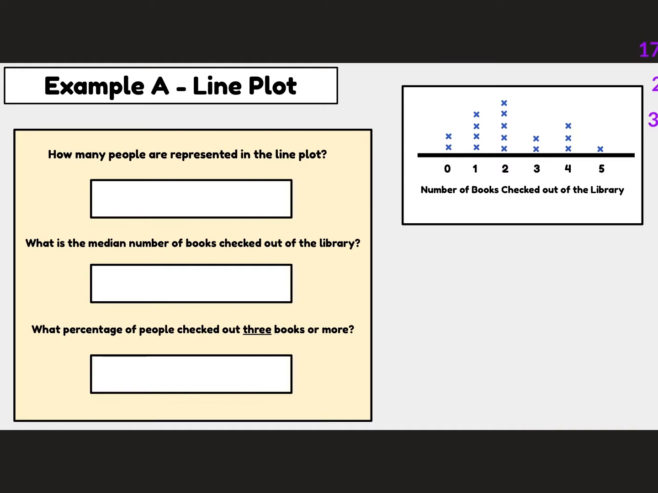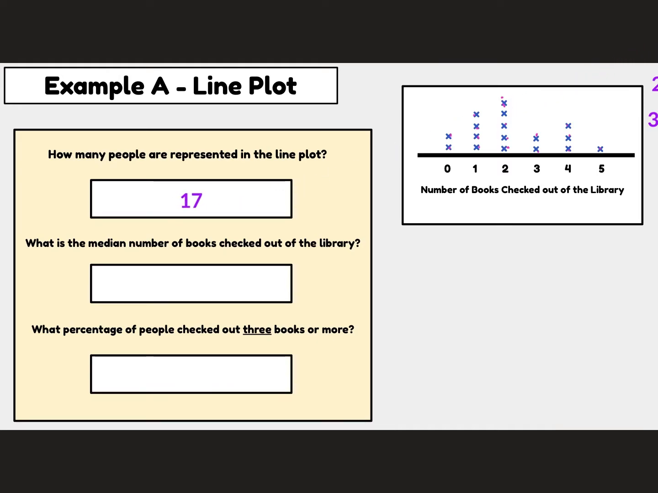So if we've never seen a line plot before, it's very simple to figure out how many people are represented. All we're going to do is count the number of x's. So if we count the number of x's under each category, we can see that there are 17 x's here. So there are 17 people that are represented in this line plot.